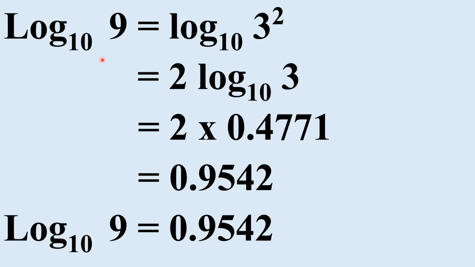Value of log 9 you can find out without using the logbook also, provided you know the value of log 3 and you know the laws of logarithm. So this log 9 can be written as log 3 square. This log 3 square can be written as 2 log 3. Value of log 3 is 0.4771. So 2 into 0.4771 is 0.9542, and with the help of the logbook, if you find out the value of log 9, that is also 0.9542.